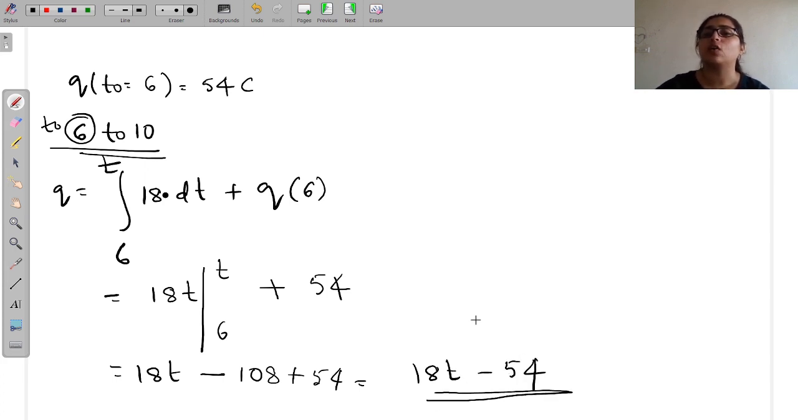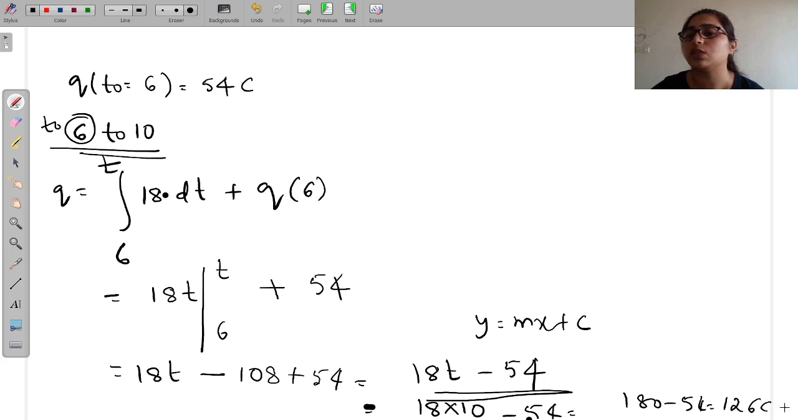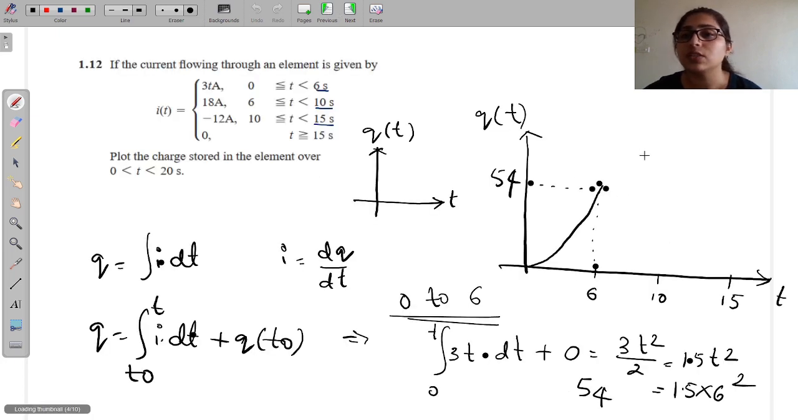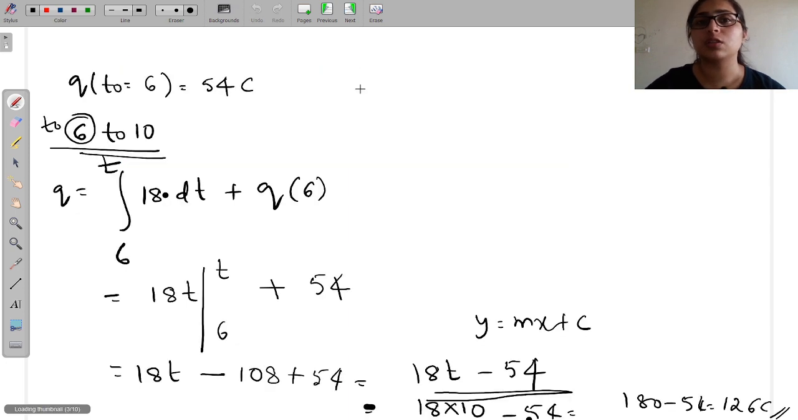So this is a straight line of the form y equals mx plus c. Now this is from 6 to 10. At 10 seconds, what will be the charge left? It is 18 into 10 minus 54, so 180 minus 54. This is 126 coulombs. So this is my straight line, which has a slope of 18.